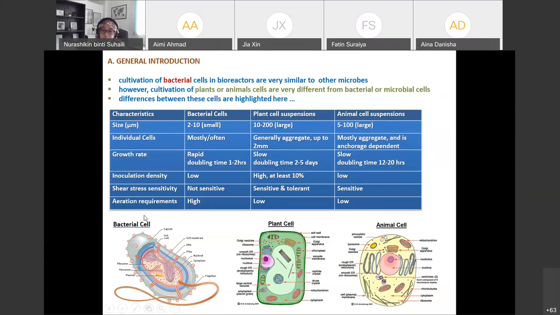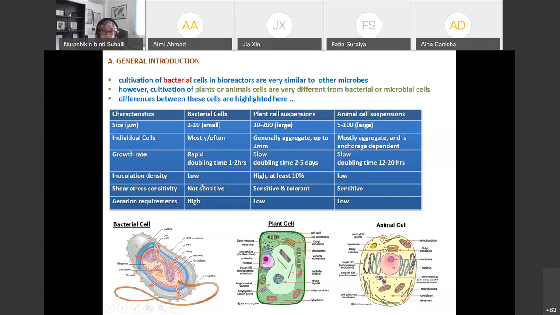It is also called starter. Starter, inoculum, seed culture, it's the same thing. It's something to start your fermentation, that's why it's called starter. If you are baking roti and bread, you need a starter, right? Baker's yeast, if you are baking normal bread, that is called the starter. You have to grow it first. So inoculation density is the amount of inoculum needed to start the cultivation.